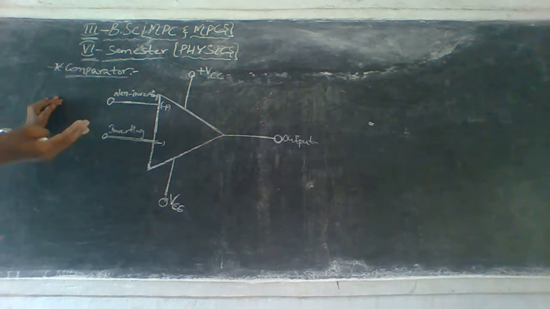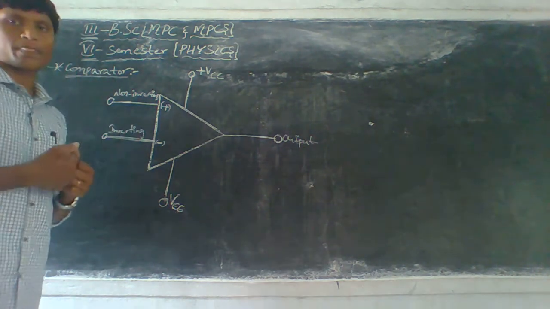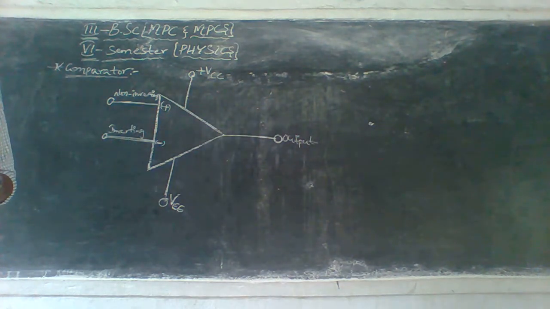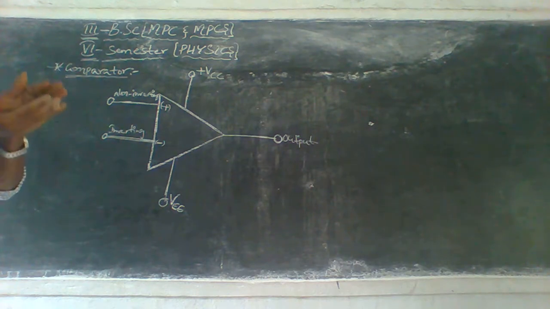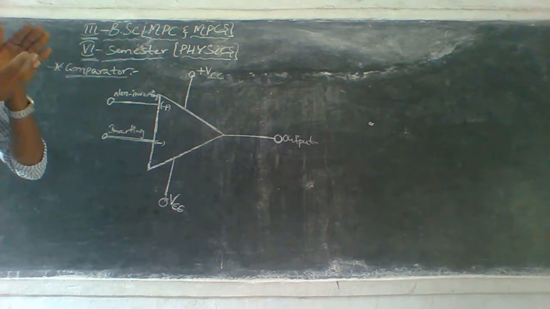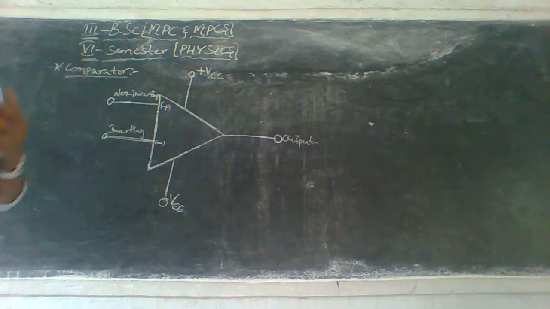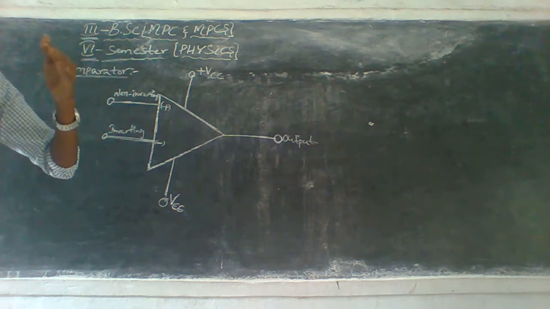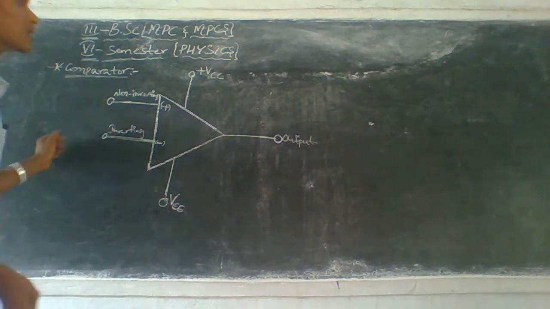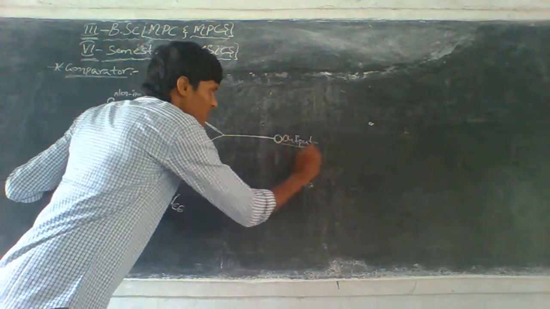The operational amplifier consists of two input terminals, and hence an operational amplifier based comparator compares the two inputs that are applied to it and produces the result of comparison as the output.